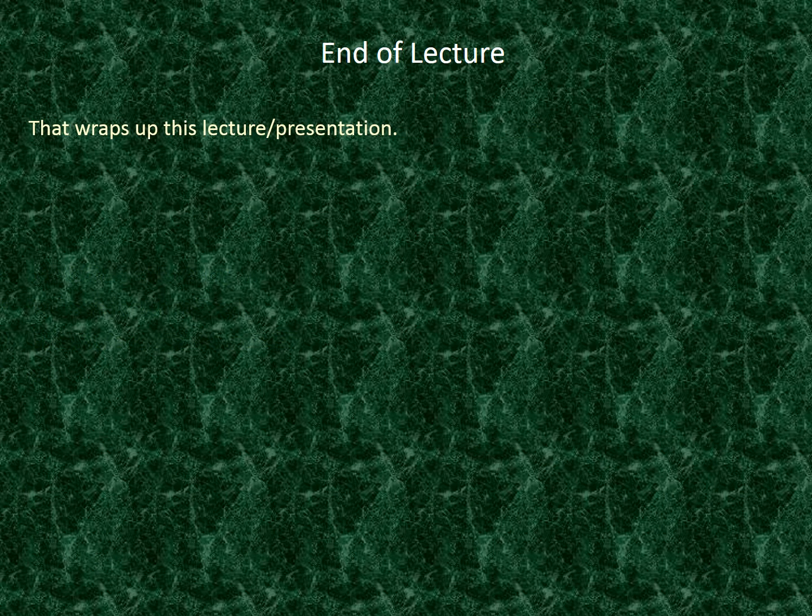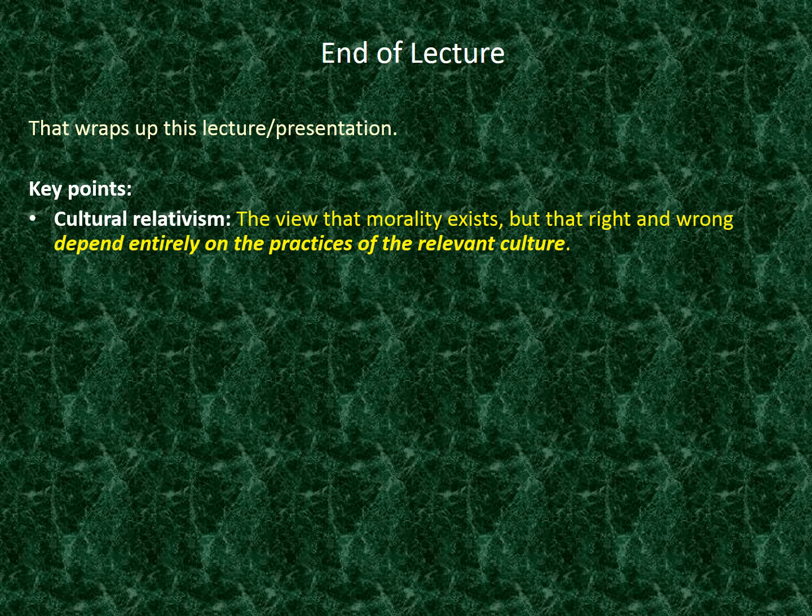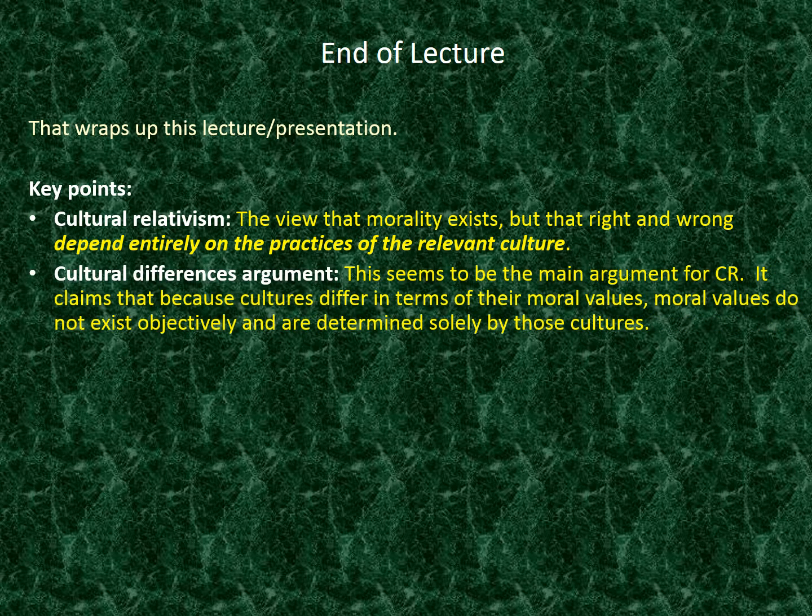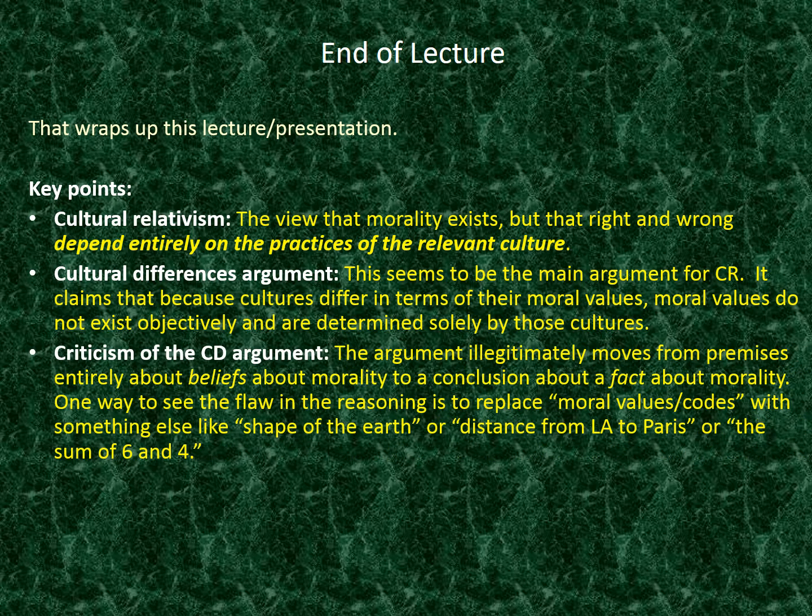Okay, that wraps up this lecture presentation. Here's a brief summary of the key points. First, the definition of cultural relativism, the view that morality exists, but that right or wrong depend entirely on the practices of the relevant culture. Second, the cultural differences argument. This seems to be the main argument for cultural relativism. It claims that because cultures differ in terms of their moral values, moral values do not exist objectively and are determined by those cultures. Third, the criticism of the cultural differences argument.